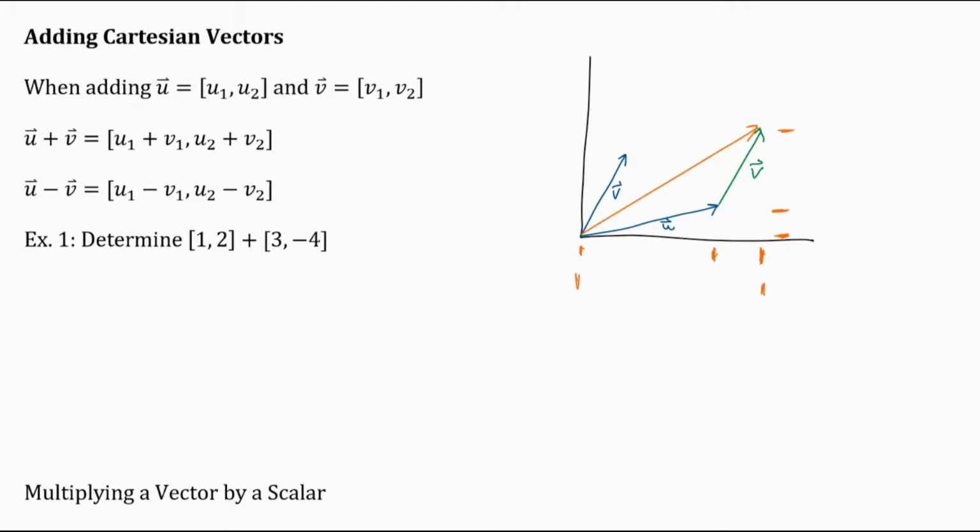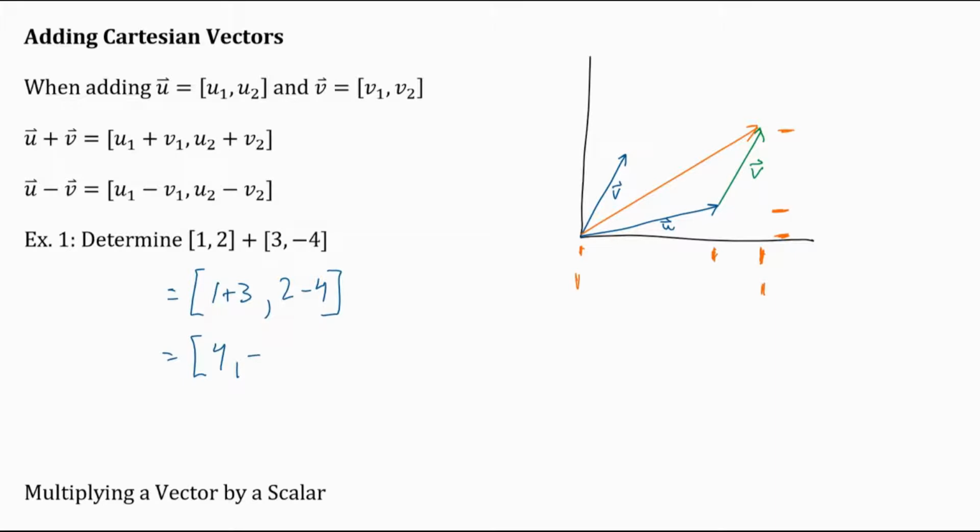And then similarly, and you can do the same thing visually with vector u minus vector v, you just subtract the x's and the y's, or the horizontal components and the vertical components. Okay, so very quickly, a specific example: 1 plus 3, 2 plus negative 4 is 2 minus 4.